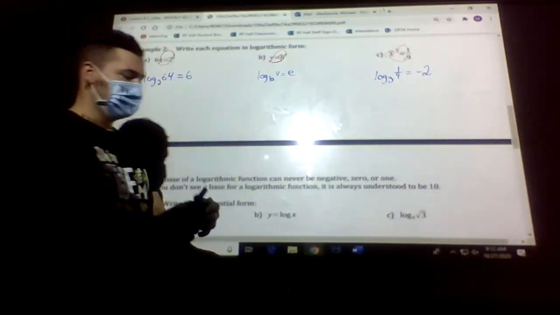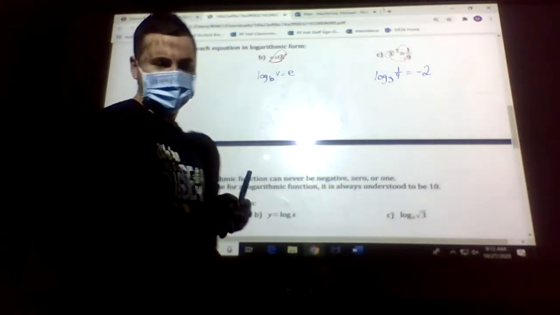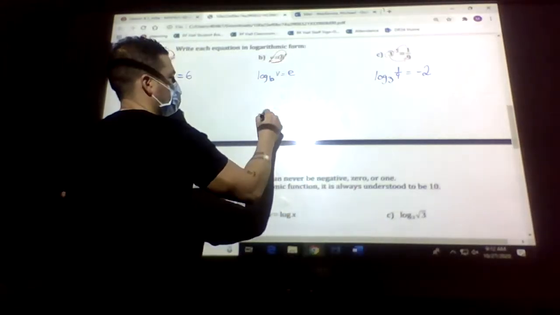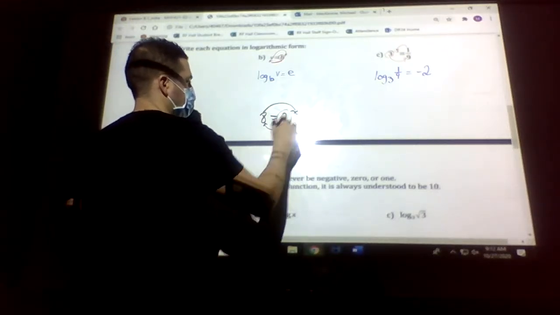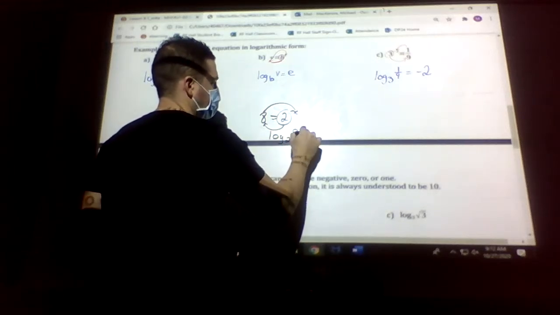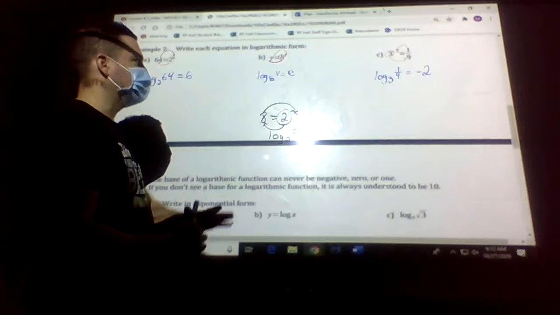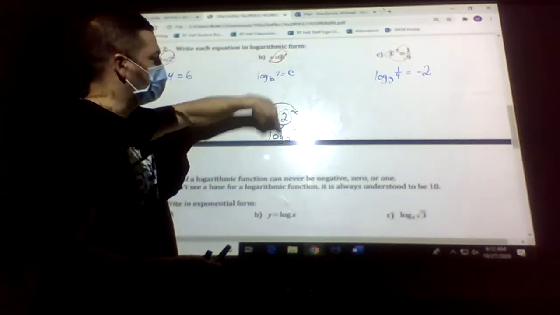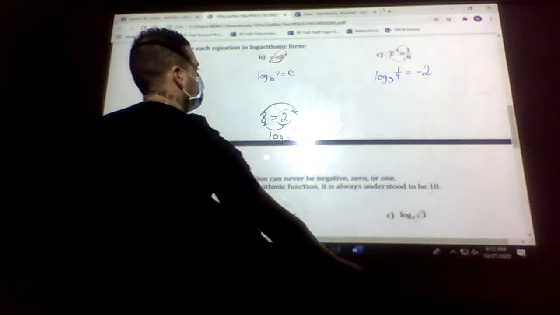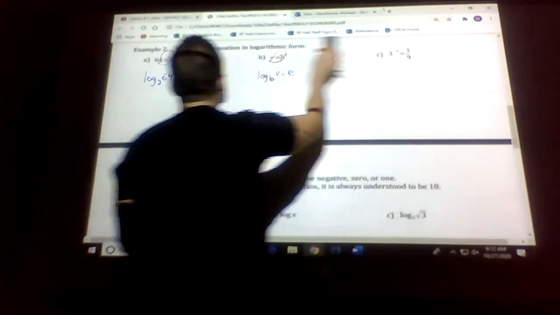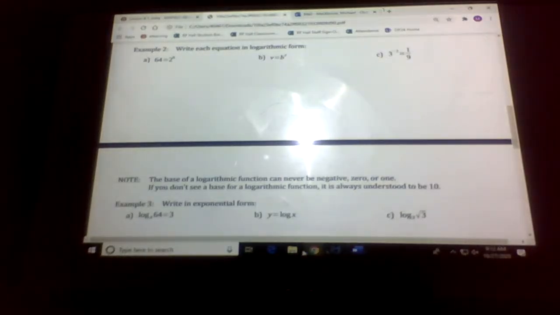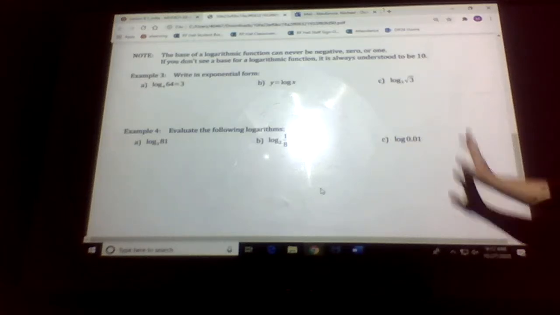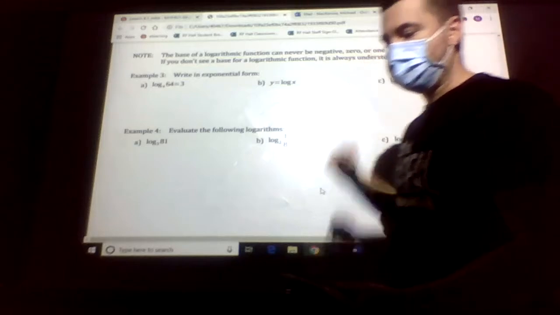I could have done that with the previous question. The previous one was 8 equals 2 to the power x. We could have done the same: log base 2 of 8 equals x. Instead of doing all the steps that we did originally, we could just convert it and then solve it from here. And again, in the note, the base cannot be negative, 0, or 1.